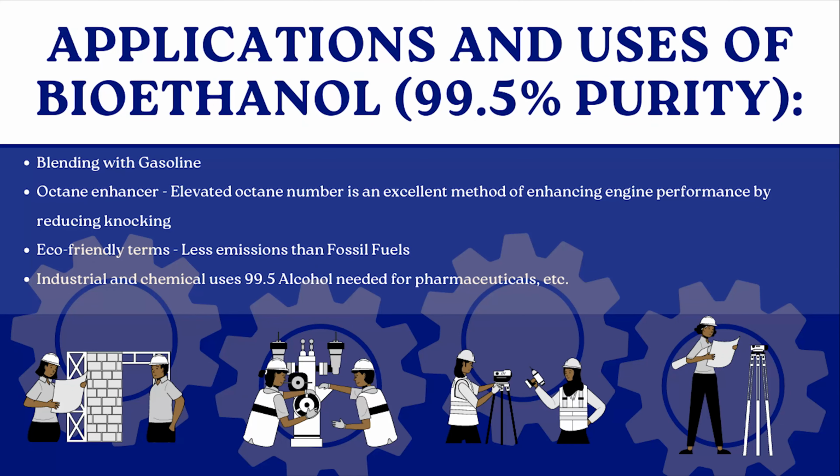Some of the applications of bioethanol include blending with gasoline, which is the main and most popular focus. It can be used as an octane enhancer. Elevated octane number is an excellent method of enhancing engine performance by reducing knocking. It is more eco-friendly than its alternatives because of the lower emissions than fossil fuels. For its industrial and chemical uses, 99.5% alcohol is needed for the pharmaceutical industry.